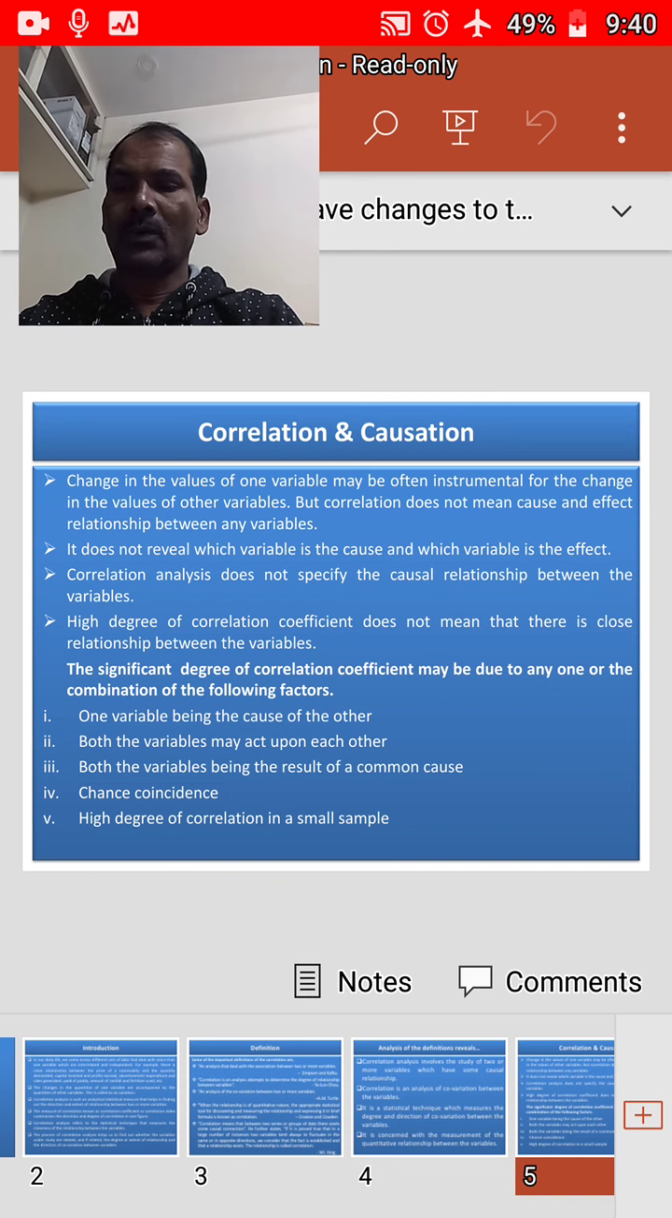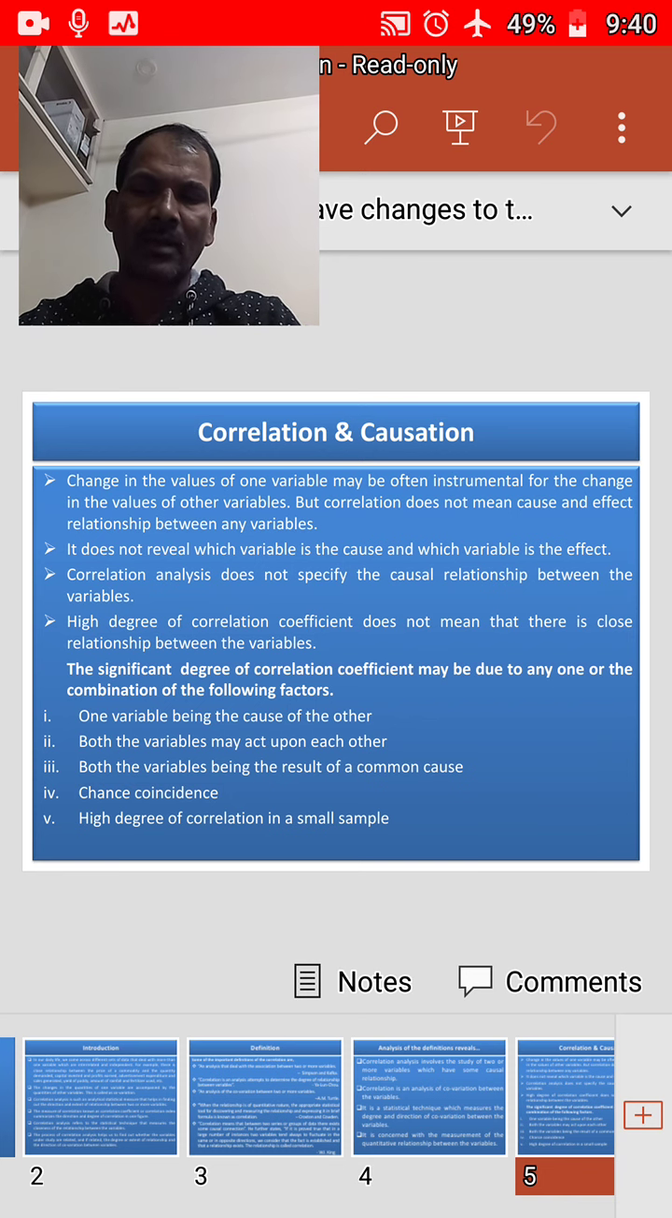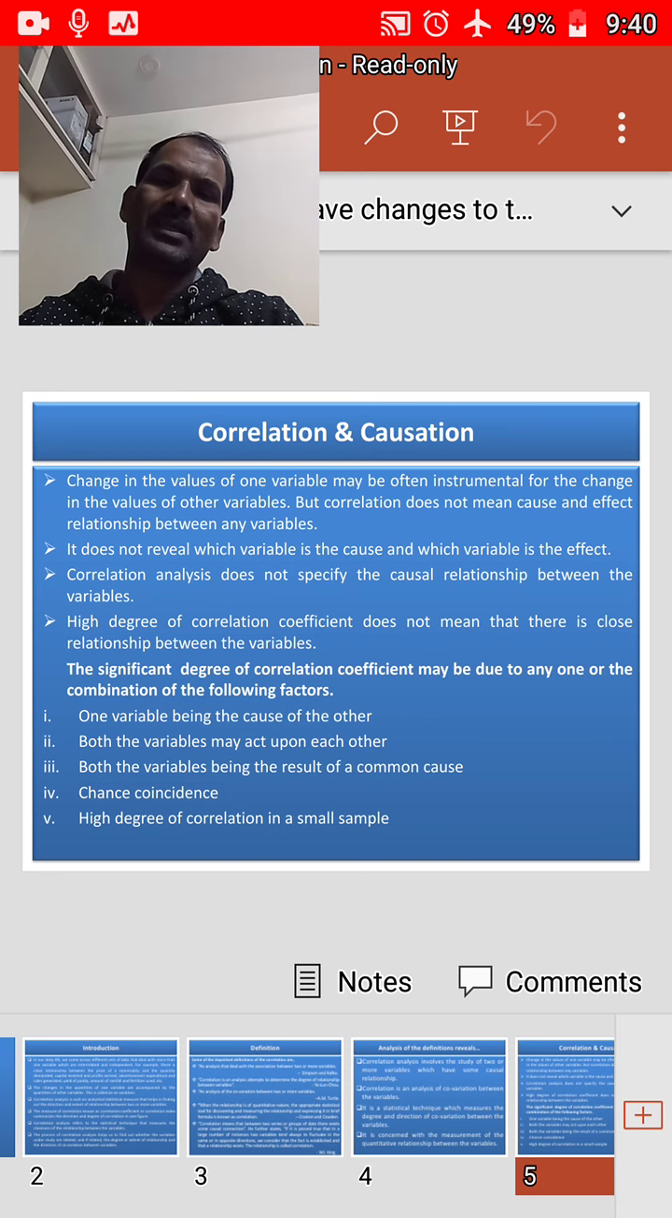Change in the value of one variable may often be instrumental for the change in the value of other variables, right? But correlation does not mean a cause and effect relationship between any variables. To be more clear, it does not reveal which variable is the cause and which variable is the effect, right? Further, correlation analysis does not specify the causal relationship between the variables.